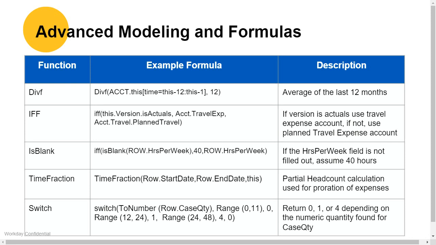We discussed using dot notation, which allows you to write formulas that reference properties on an object. In this case, we reference versions and are checking the property to see if it is an actuals version or not. Another example is using the time fraction for partial period calculations, like partial headcount, which you can use to prorate, say, benefit or salary expenses. We also reviewed using a switch statement instead of long, complex if statements.